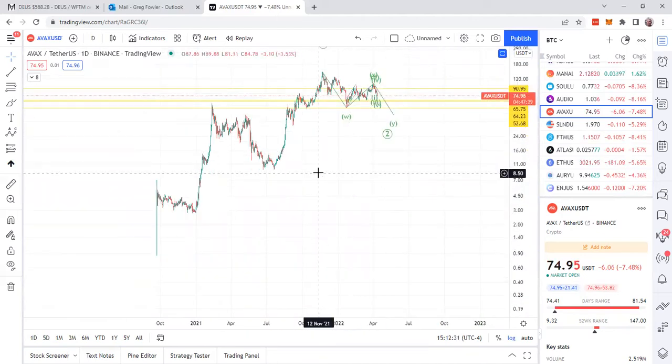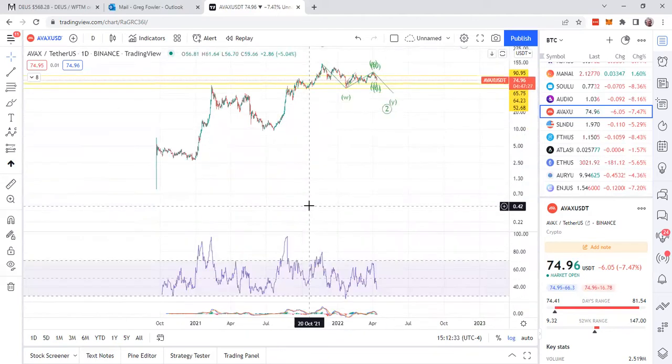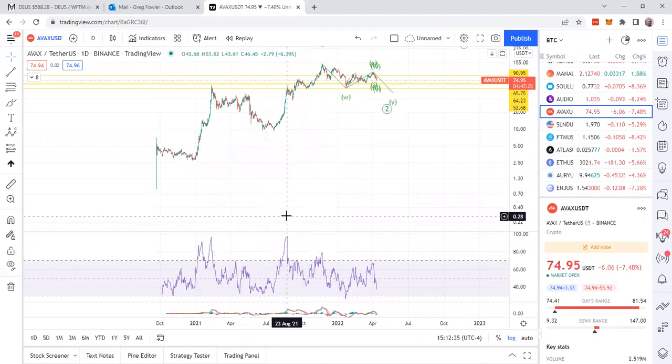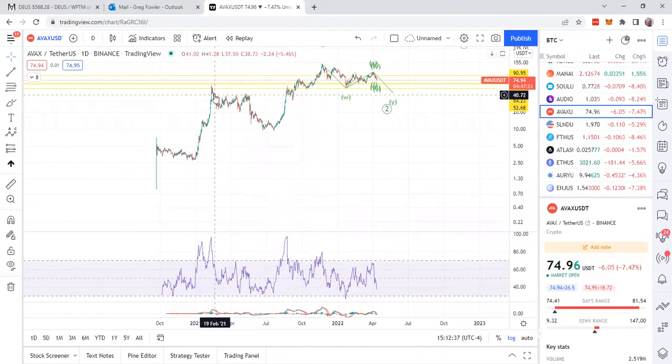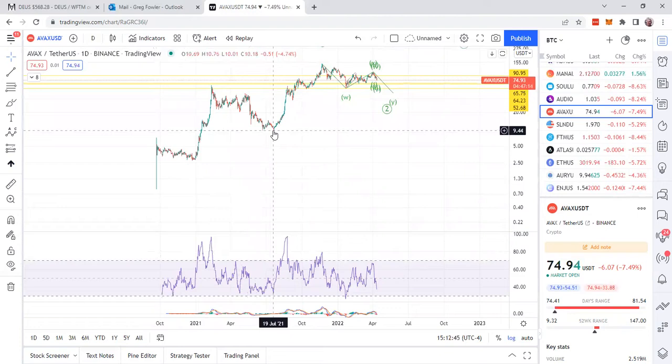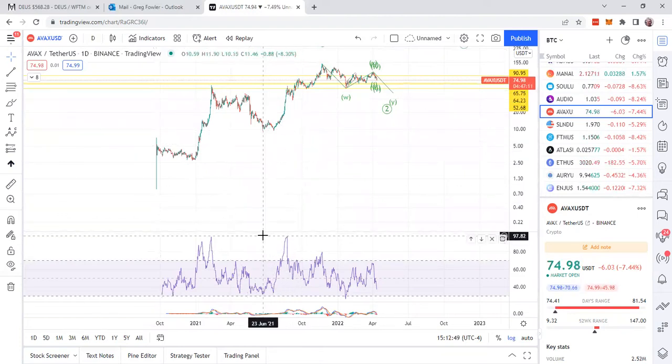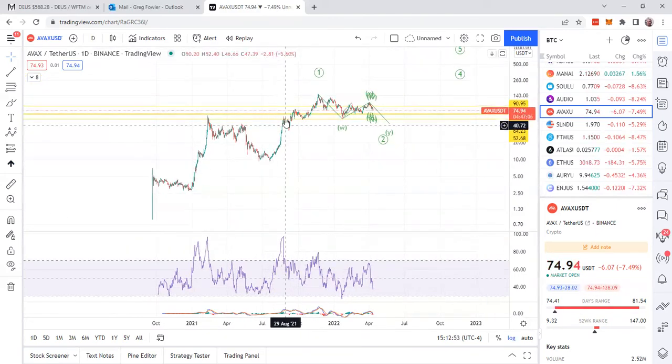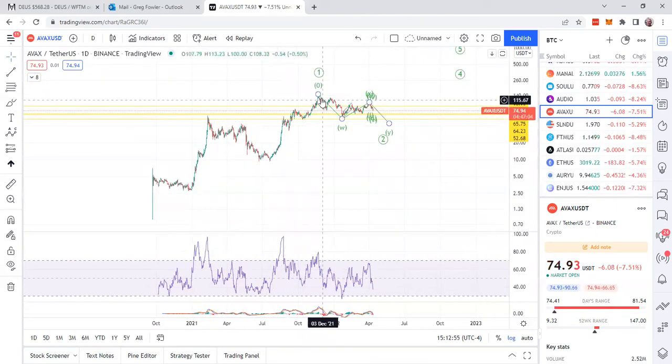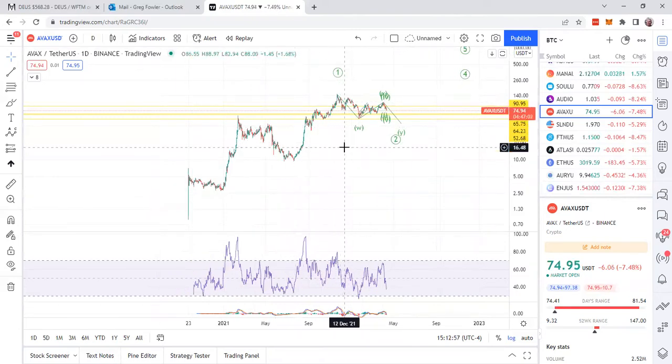Let's check the RSI on the daily. Okay, so there's your third wave. It came back around, and then this is about the same as that. So that's 1, 2, 3, 4, and up for a 5. So that's a wave 1.